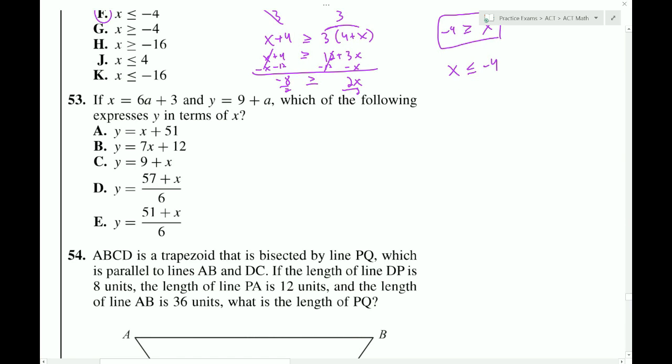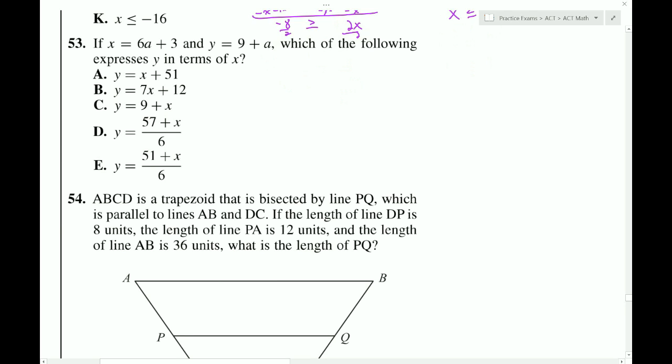So 53, x equals this, y equals that. Which of the following expresses y in terms of x? So what I would do, y equals 9 plus a. My 9 and a look alike, so I'll try to make that a little more clear. X equals 6a plus 3, right? So the thing to do here, since we want y in terms of x, we don't want this a here, so we have to get rid of it.